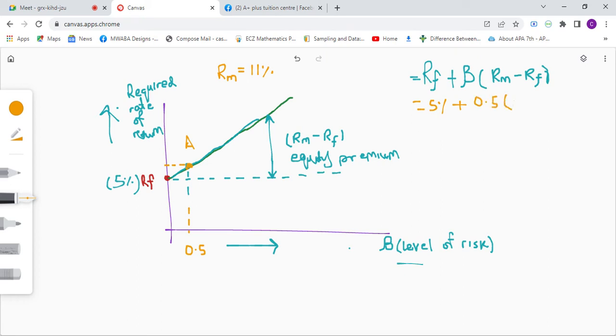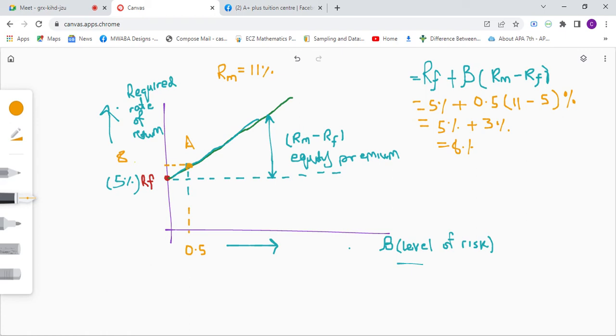Okay, the return on the market is 11% minus the risk-free rate of 5%. So let's just do this little calculation here. 11 minus 5, that is 6. 6 times 0.5, that is 3. So 5% plus 3%, we're going to get 8%. So the expected return on this investment, which has a beta of 0.5, is 8%.